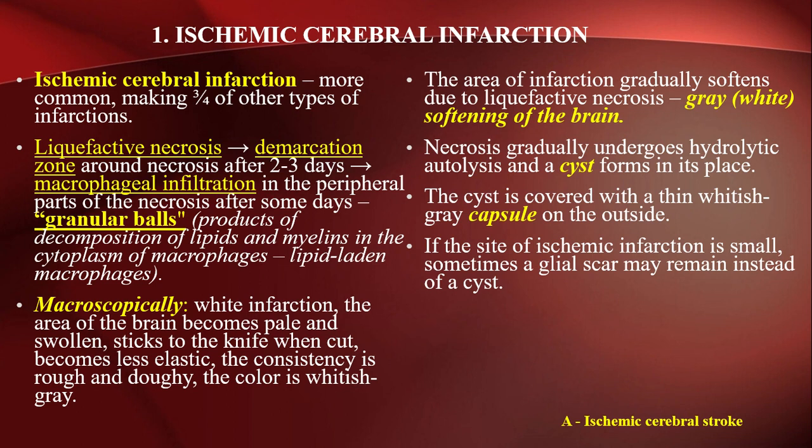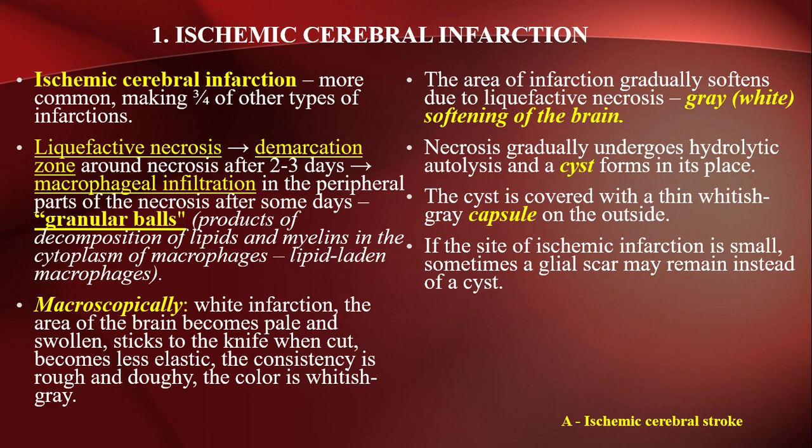Macroscopically, it is a white infarction. The area of the brain becomes pale and swollen, sticks to the knife when cut, and becomes less elastic. The consistency is rough and doughy, and the color is whitish gray. The area of infarction gradually softens to liquefactive necrosis. We call this the gray or white softening of the brain.